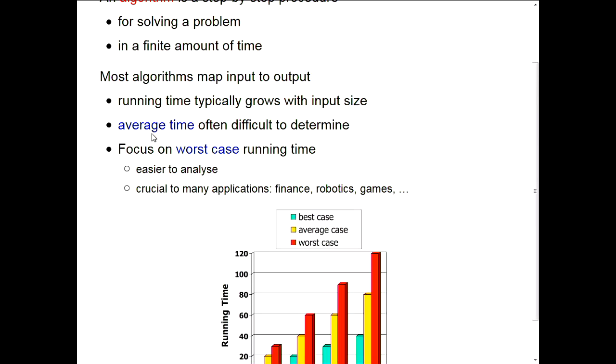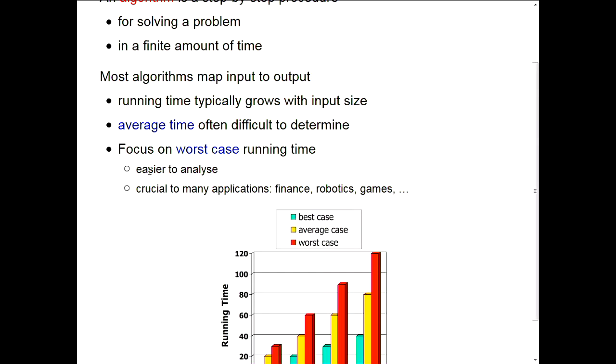Very often, it is very difficult to determine the average time, and this is why the focus is usually on the worst case running time, trying to find out under the worst conditions, is that a good algorithm or not? Is that an efficient algorithm? What's the runtime behavior of this algorithm?